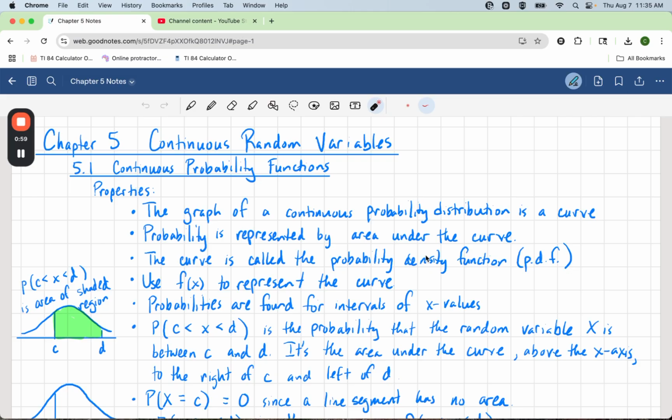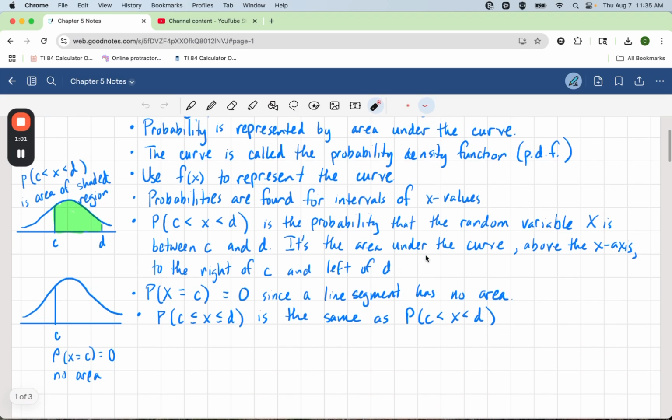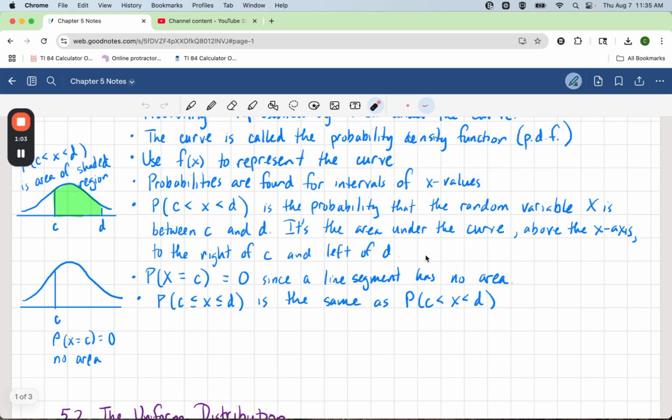If I ask you for the probability x equals an exact value with a continuous probability distribution, it's going to equal 0 because a line segment has no area. All right, and the probability that x is between c and d, including c and d, is going to be the same as the probability x is between c and d, not including c and d. All right, so I hope all that made sense.